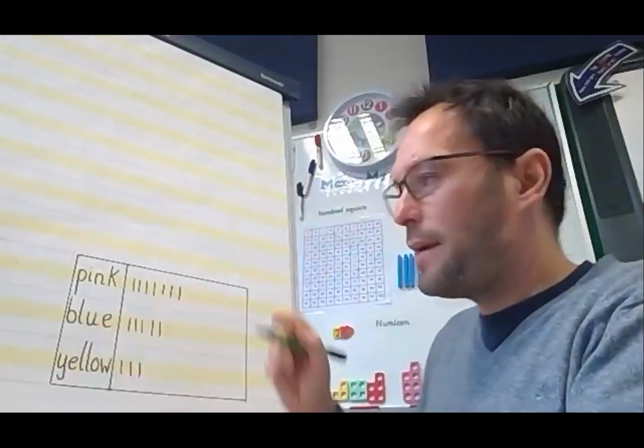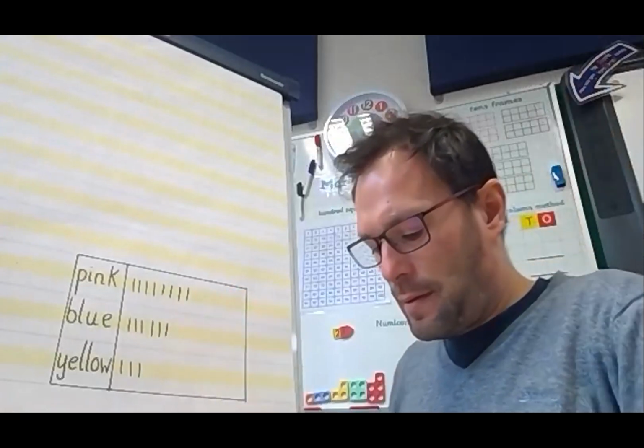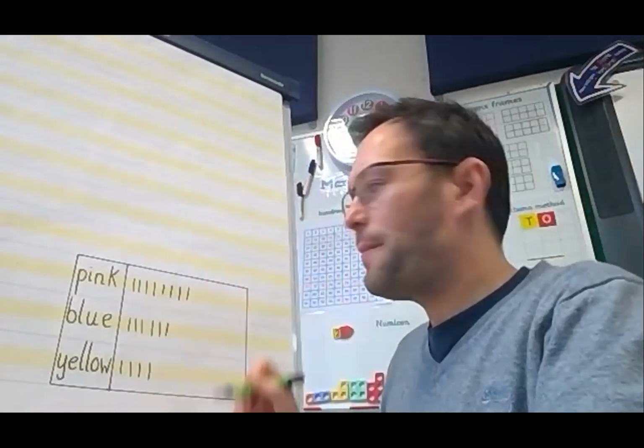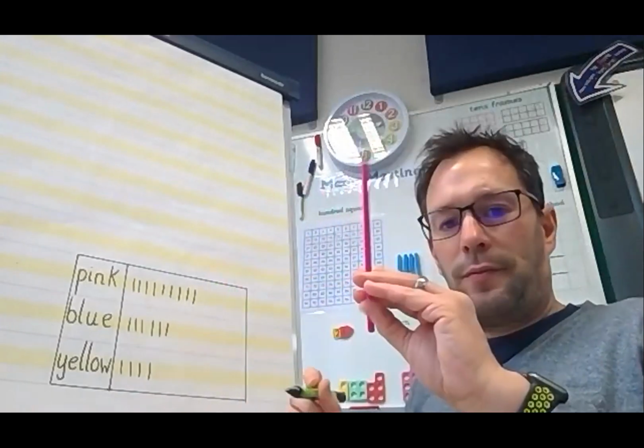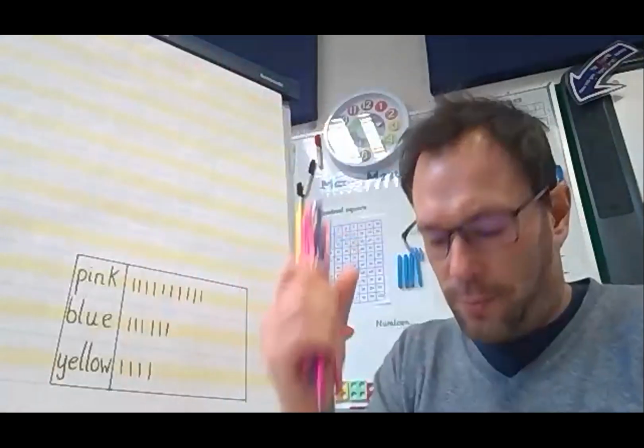We've got pink, blue, yellow, pink, and last of all, we've got a pink pencil. Let me put my mark on there. So I can put all of our pencils back into our bag, and I can tell Mr. Churchill how many we've got.